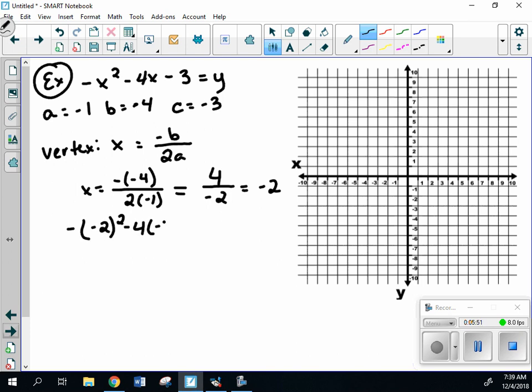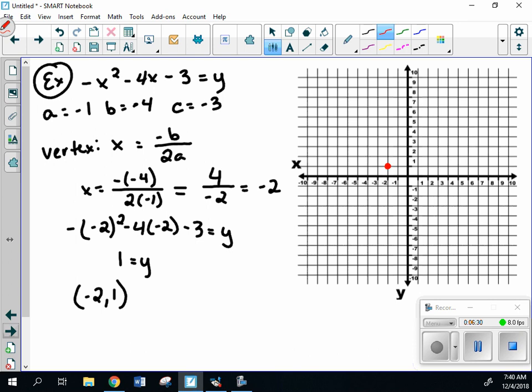Now notice here, when I'm plugging that negative 2 back in, I am putting parentheses in there. If you don't put parentheses when you square, your calculator will probably give an error, because it's taking the square first and then adding the negative afterwards. When we do this, and if you type that right into your calculator, you'll get 1 as your y. So our vertex is located at negative 2, 1. So we're going to go ahead and plot that point. Now I know where my vertex is located.